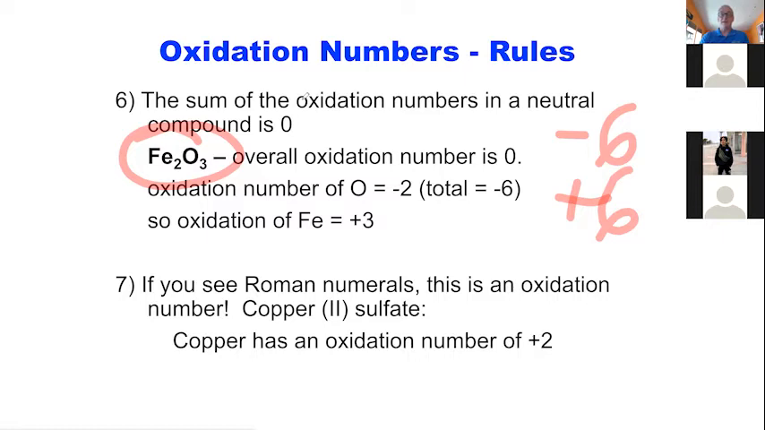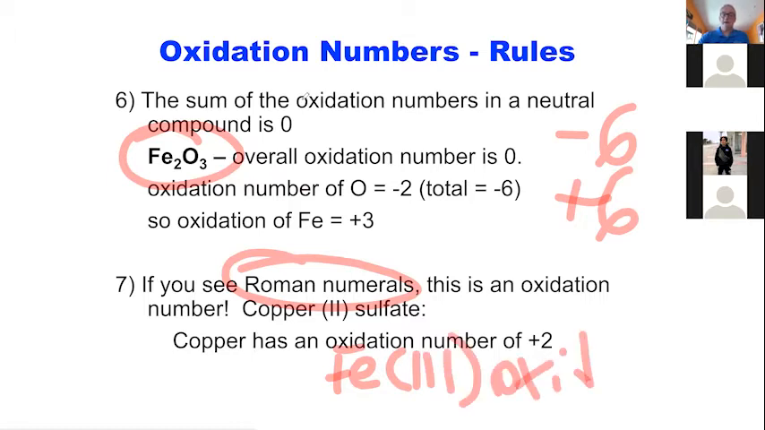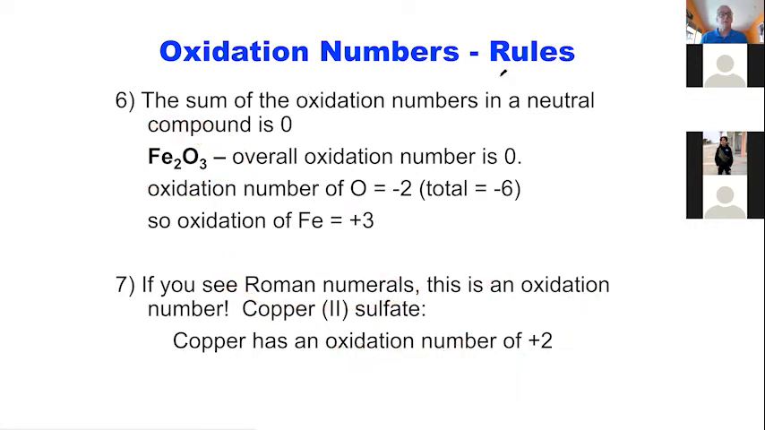And that leads to another point. If you see Roman numerals, that's an oxidation number. So iron(III) oxide tells us that that's +3. Copper(II) sulfate tells us that's +2. So you don't have to do any thinking on that one. If you see a Roman numeral, you automatically know what the oxidation number for that particular metal is.